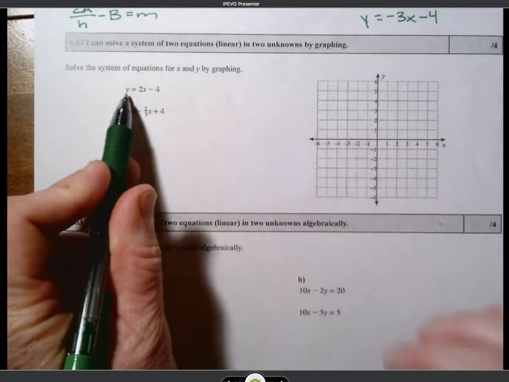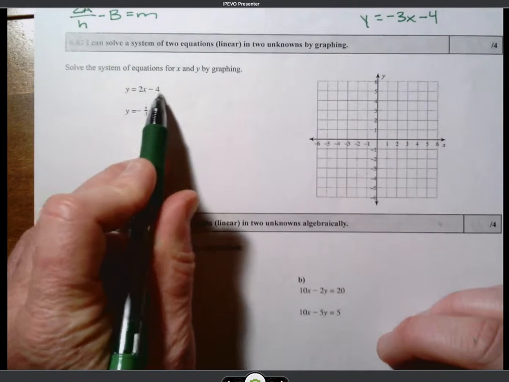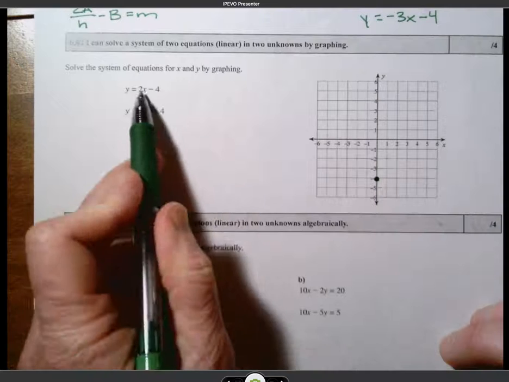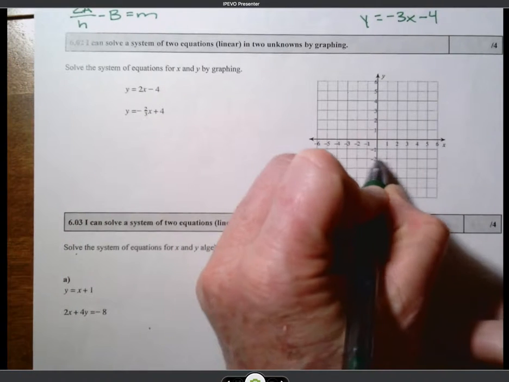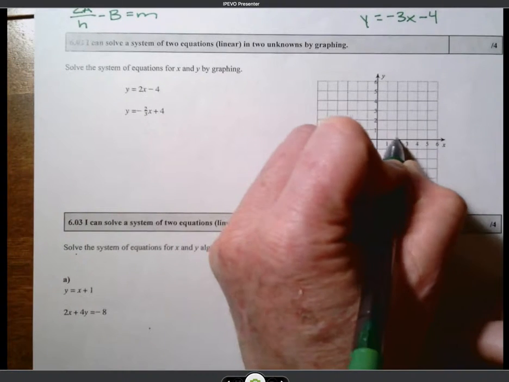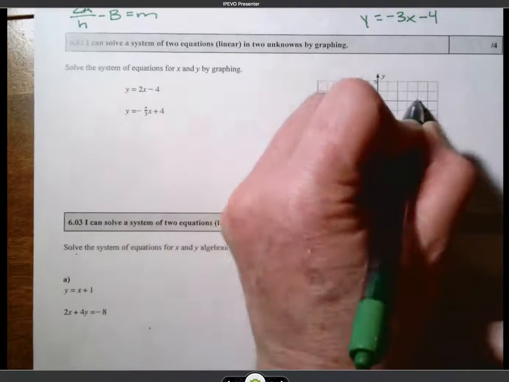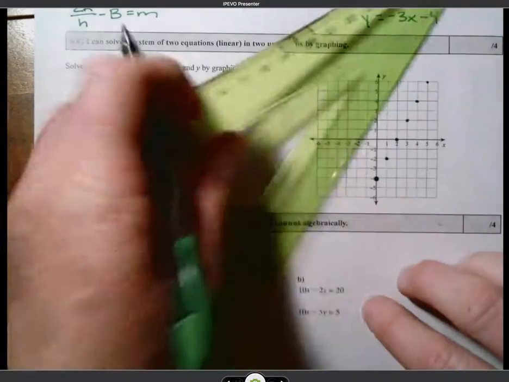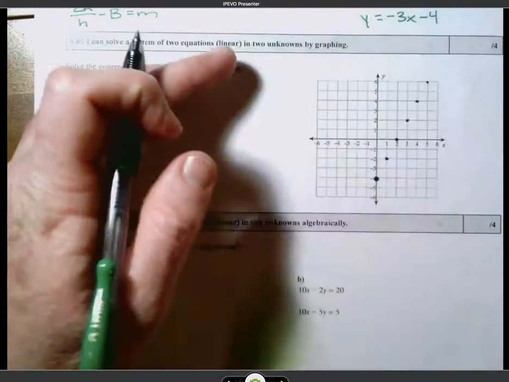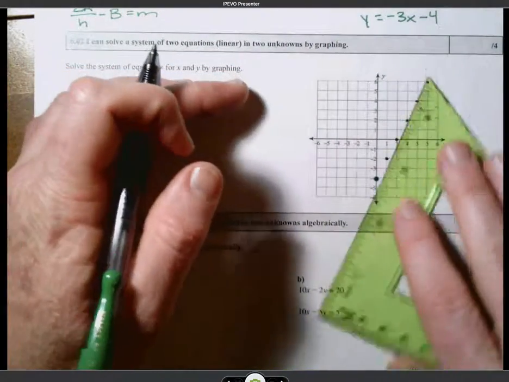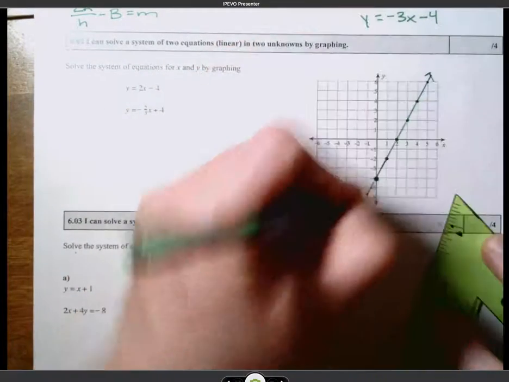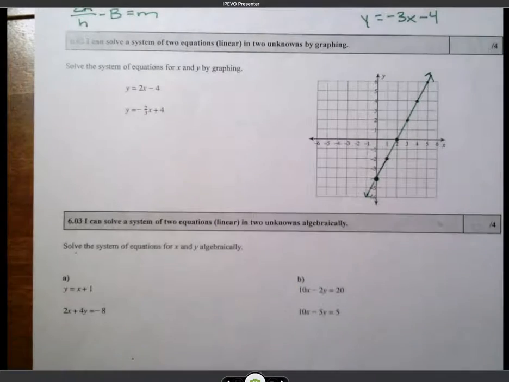So this one here, I'm going to start at -4 on the y-axis. And my slope is +2. So I'm going to go up 2 over 1, up 2 over 1, up 2 over 1. That way I can get a really nice straight line. Ruler. Okay, and this next one in black.